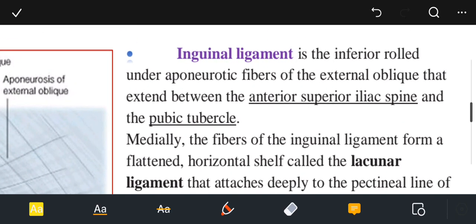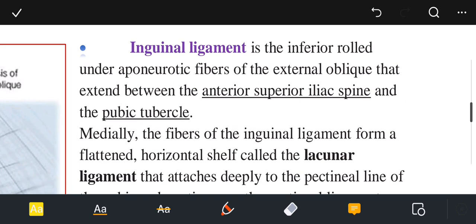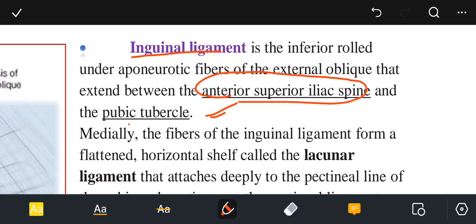The inguinal ligament is the inferior rolled under aponeurotic fibers of the external oblique that extends between the anterior superior iliac spine and the pubic tubercle. So basically the inguinal ligament is a component, or part, of the external oblique aponeurosis. It is the lower rolled margin that is extending from the anterior superior iliac spine to the pubic tubercle.